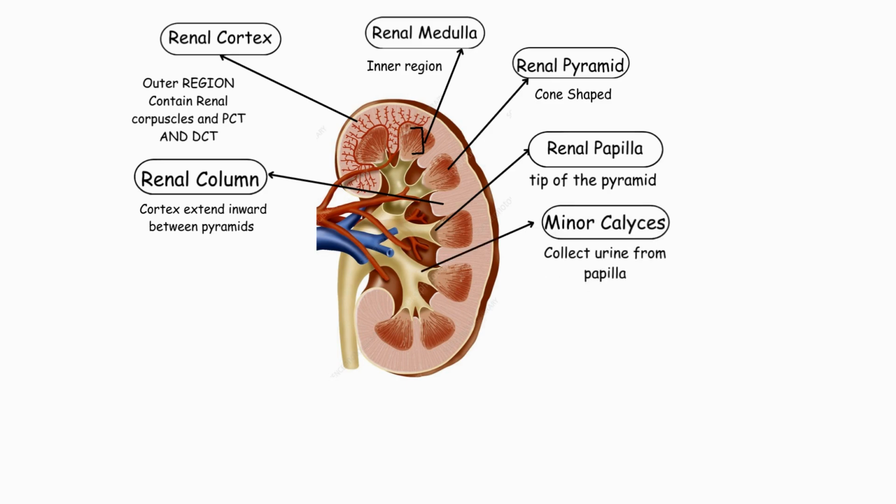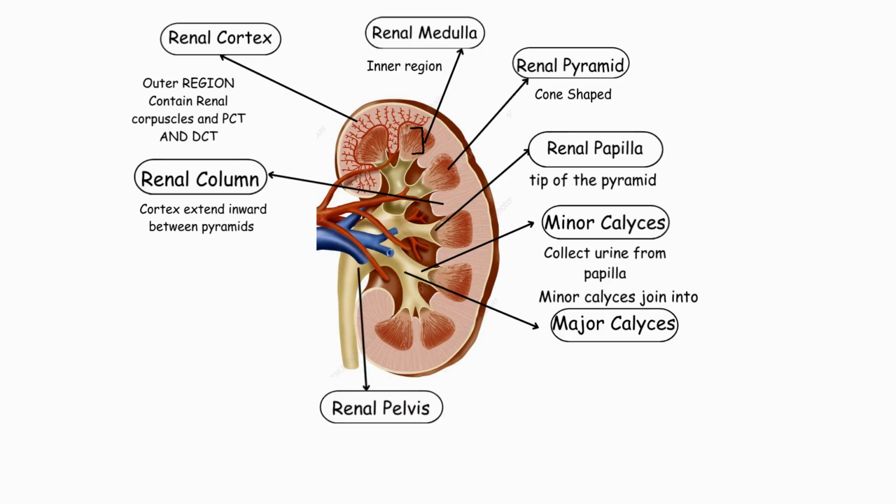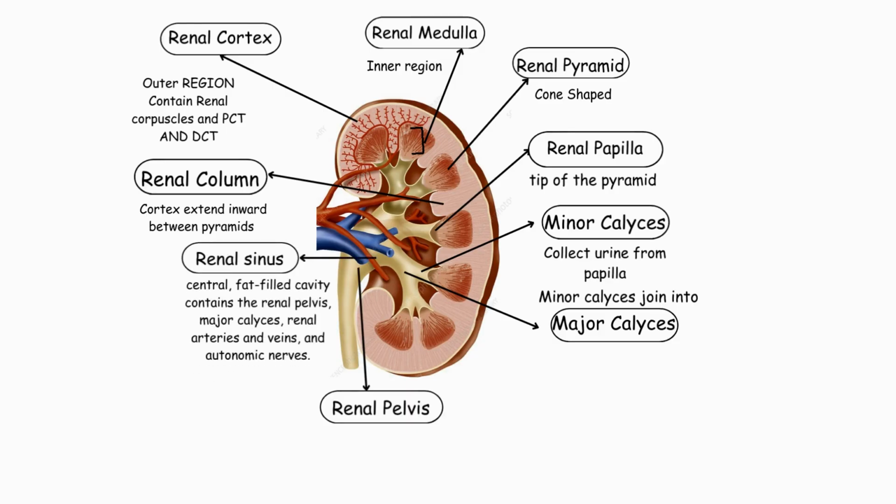Minor calyces collect urine from the renal papilla. These minor calyces join to form major calyces. The renal pelvis is a funnel-shaped cavity that collects urine from the calyces. The renal sinus is a central, fat-filled cavity that contains the renal pelvis, major calyces, renal arteries and veins, and autonomic nerves.